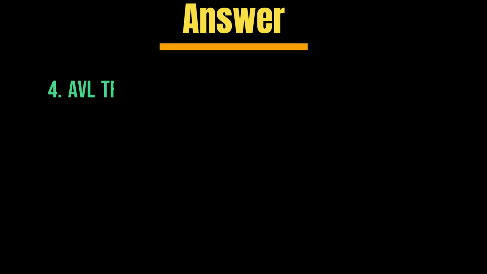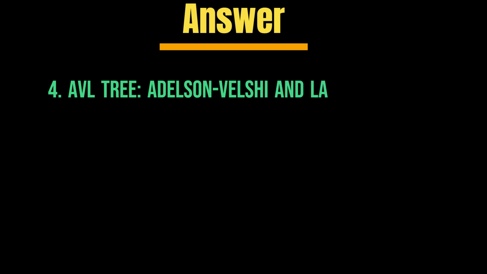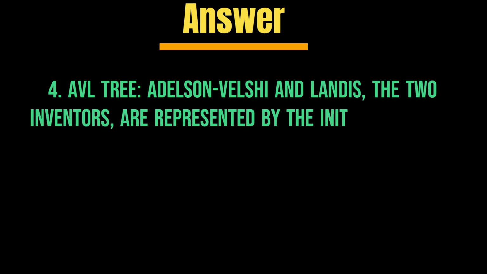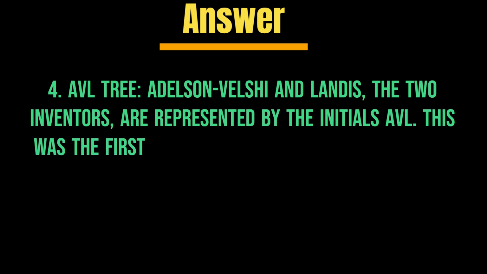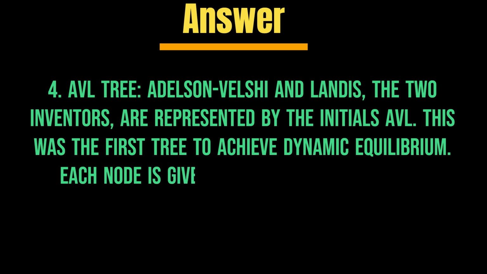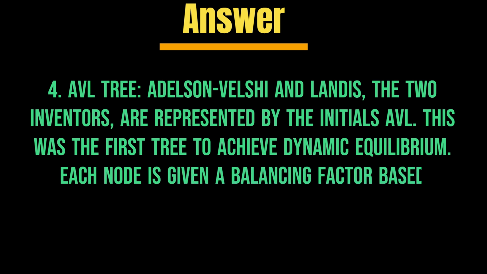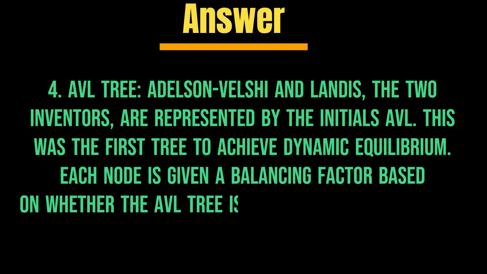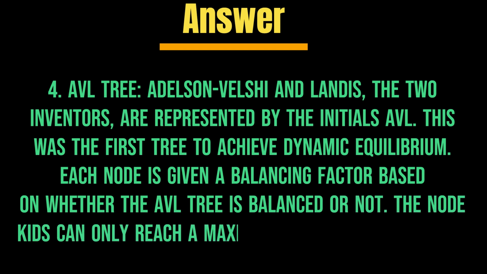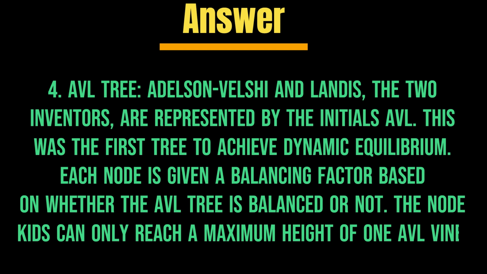4. AVL tree. Adelson-Velsky and Landis, the 2 inventors, are represented by the initials AVL. This was the first tree to achieve dynamic equilibrium. Each node is given a balancing factor based on whether the AVL tree is balanced or not. The node's children can only differ in height by a maximum of 1 in an AVL tree.